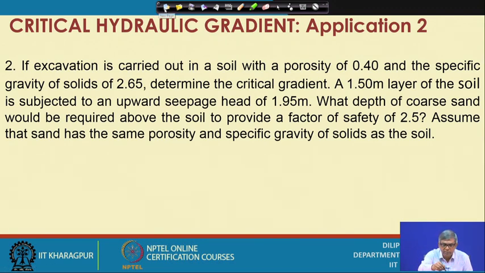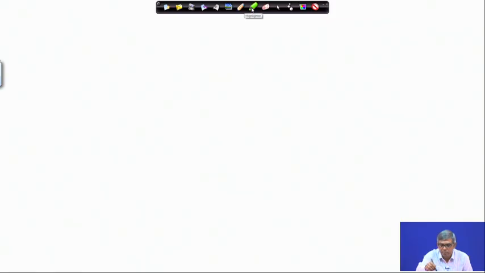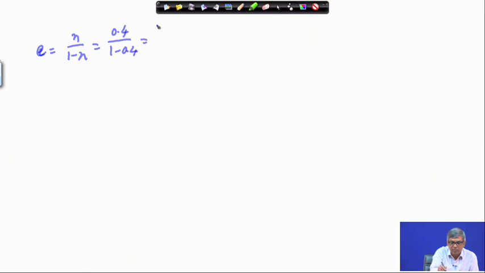We can see this way. You can see e equal to n divided by 1 minus n, and this is 0.4 divided by 1 minus 0.4, that is 0.4 by 0.6, equal to 2 by 3, which is nothing but 0.67. So the e value is obtained now.